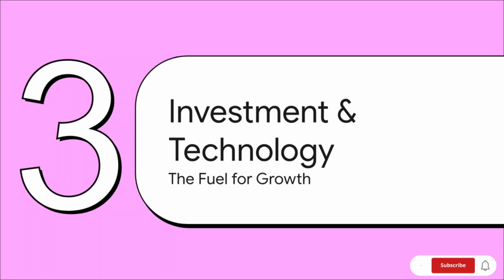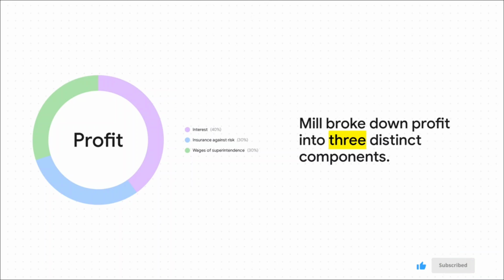Okay, let's move on to the fuel for this engine. We've got our land, we've got our labor, but what really gets things moving? For Mill, it's all about investment, technology, and the profits that make it all happen. For Mill, profit wasn't just some random number. He was really specific. He broke it down into 3 distinct pieces. First, you've got interest. That's just the basic return you get for putting your capital on the line.